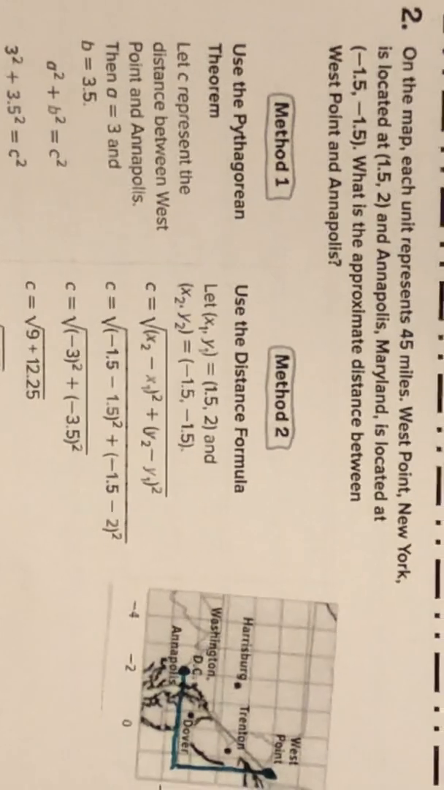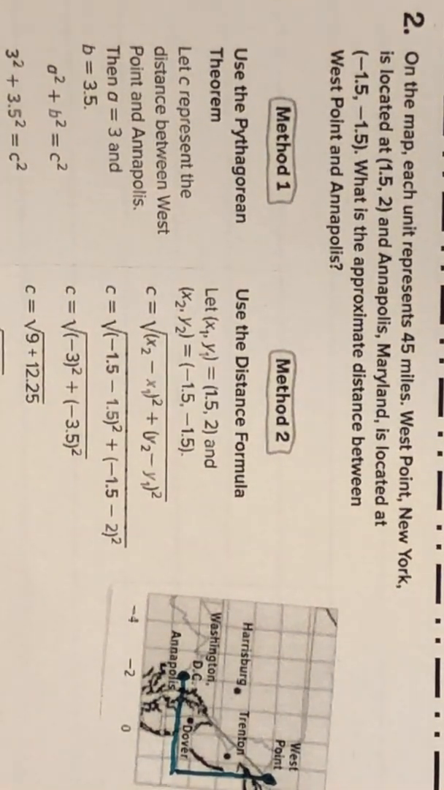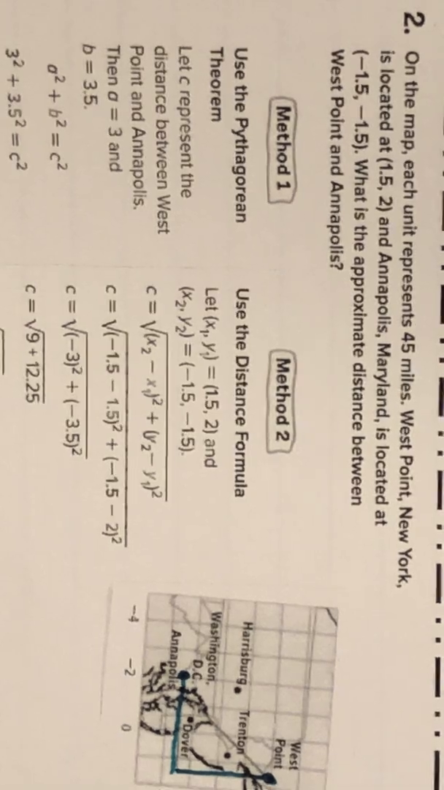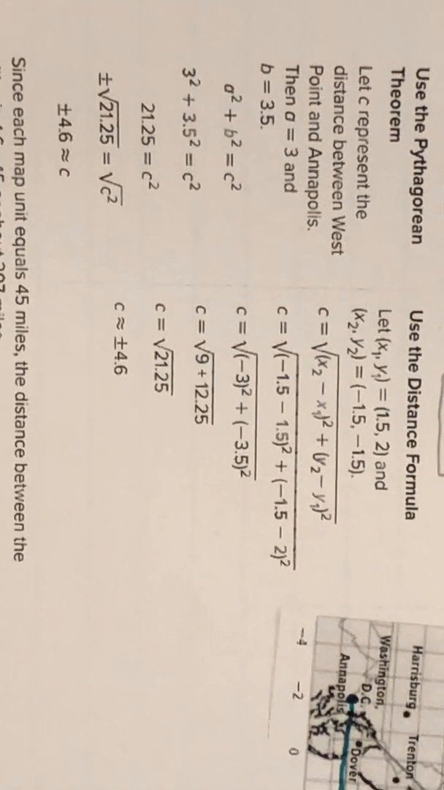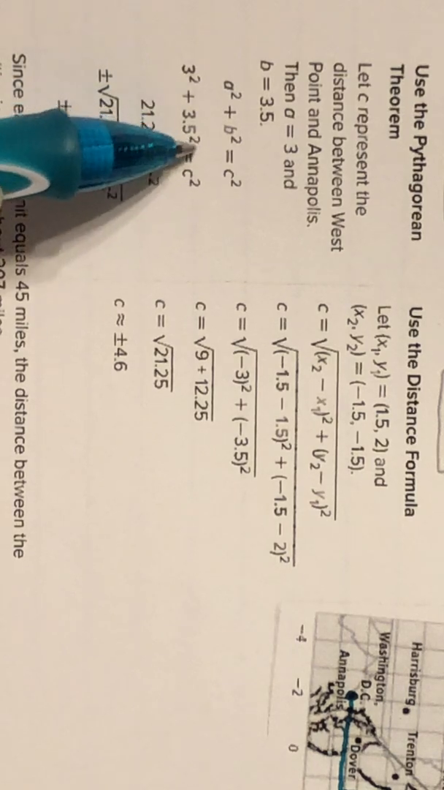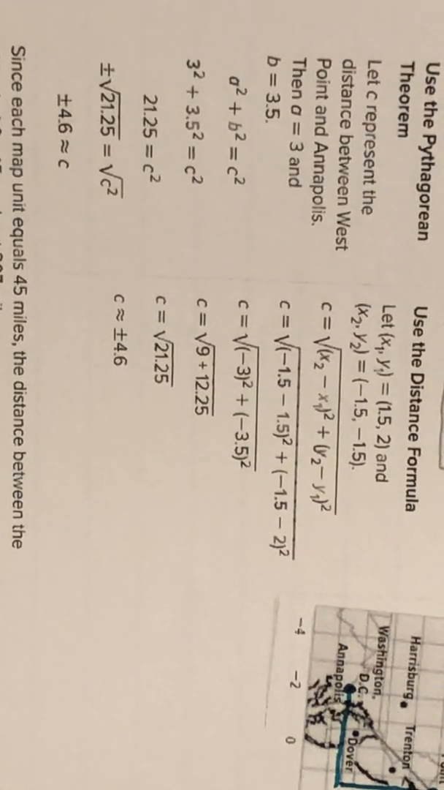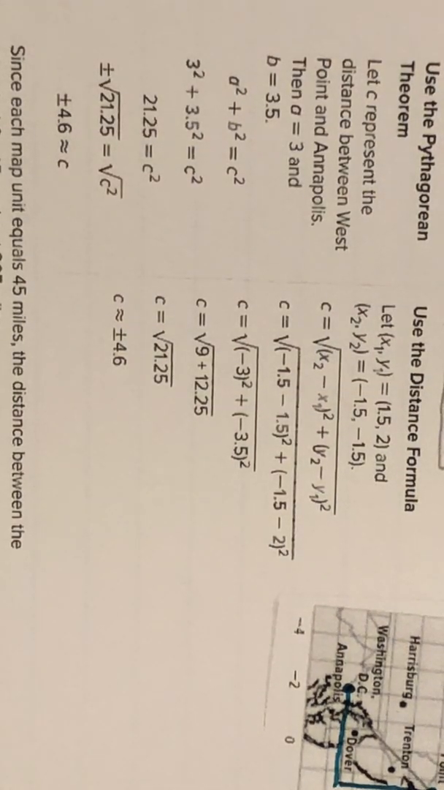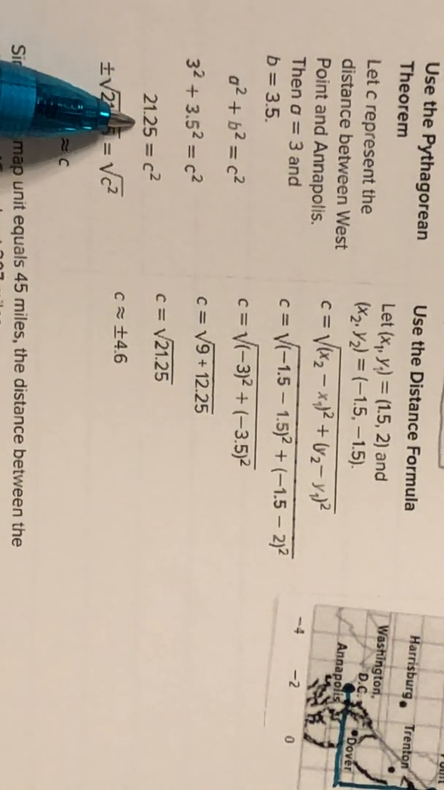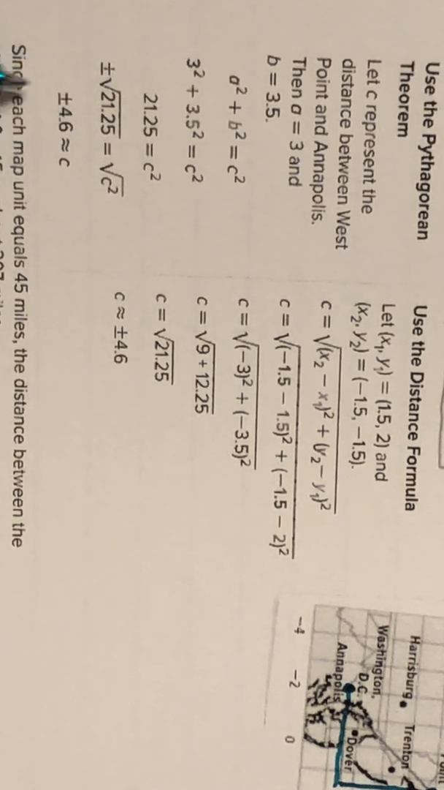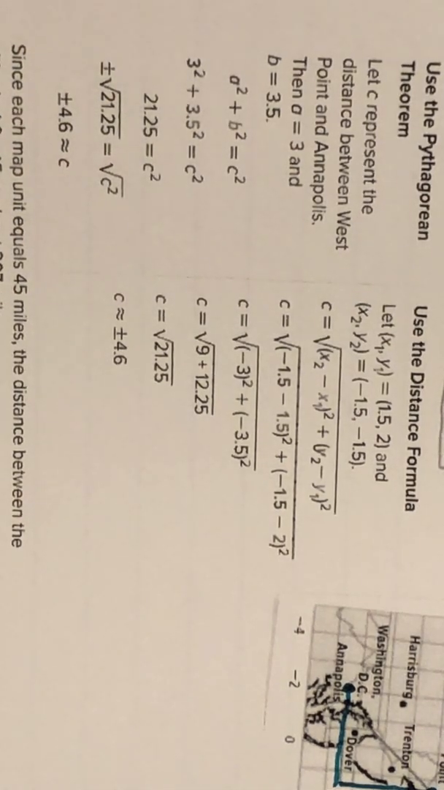So I let c represent the distance between West Point and Annapolis. Then a equals 3 and b equals 3.5. So my formula, a squared plus b squared equals c squared. 3 squared plus 3.5 squared equals c squared. 3 squared is 9. 3.5 squared is 12.25. When I add them together, I get 21.25. And I square root both sides, and I get 4.6. Okay, so that's one way to do it. That's using the Pythagorean theorem.